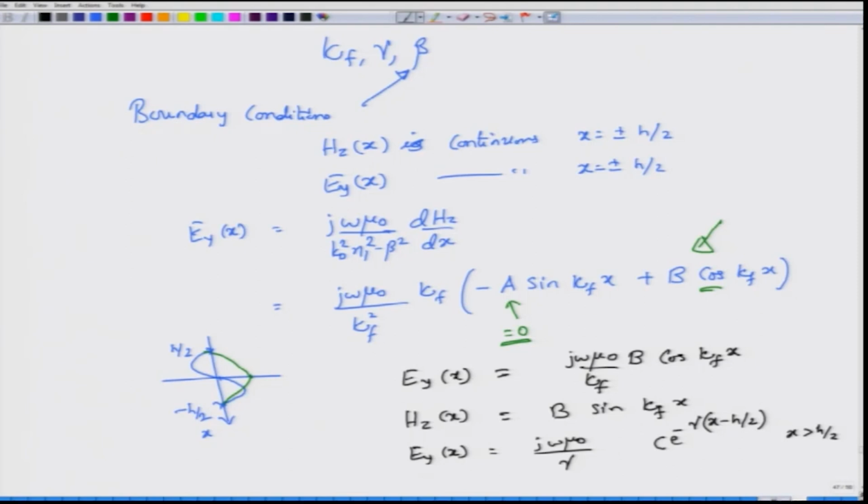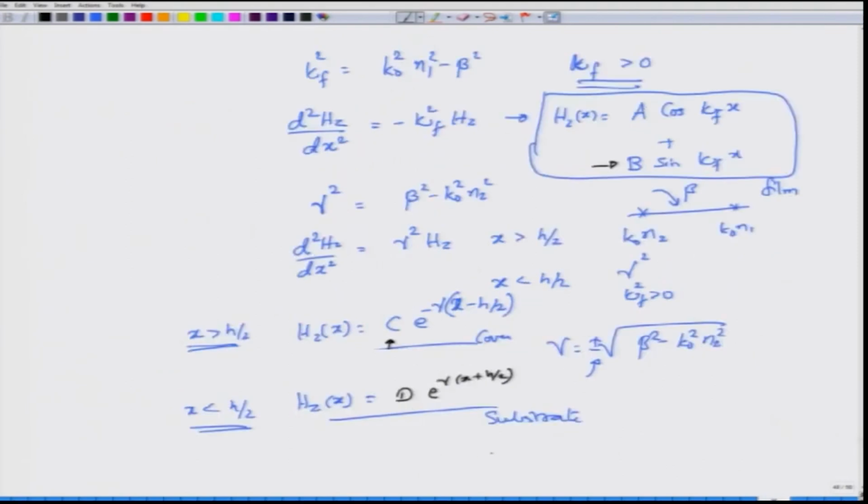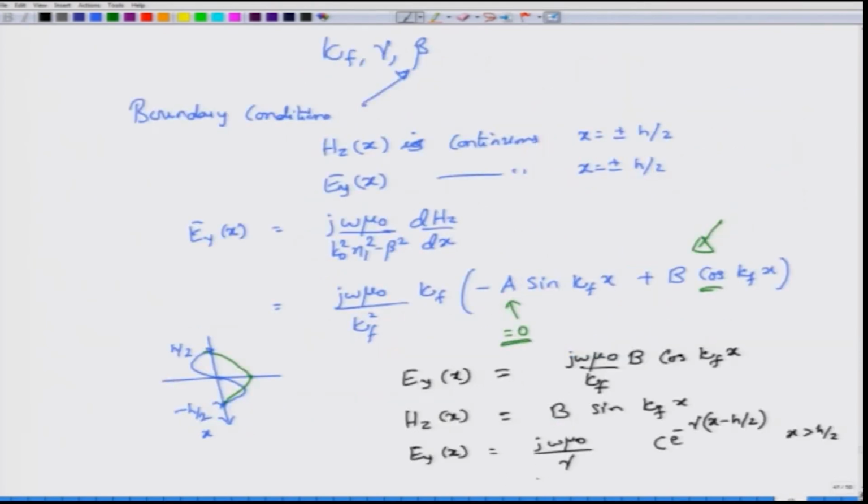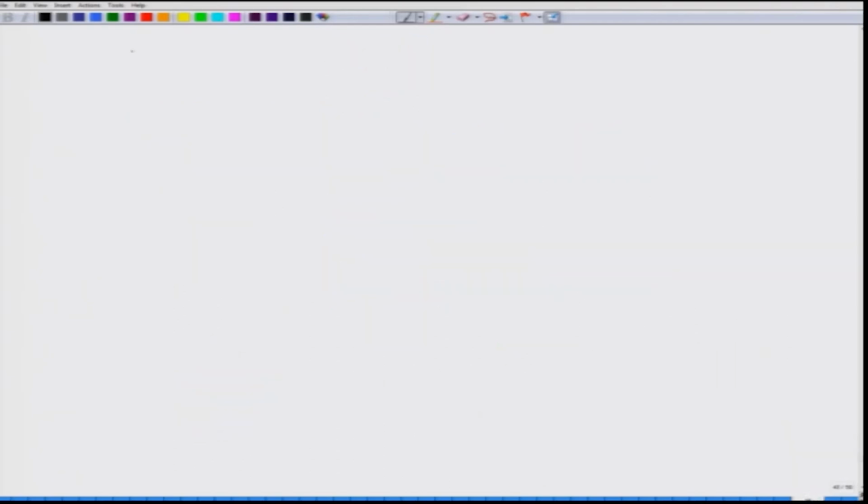Similarly, when x is less than minus h by 2, the solution is in terms of d, and when you differentiate with respect to x, gamma will be pulled out, and there is a minus somewhere. So I will have a minus j omega mu naught by gamma, and the constant will be d e to the power plus gamma, x plus h by 2, when x is less than minus h by 2. So, for the fields in the substrate, this is the equation. Now, apply the boundary condition. Let us write down the boundary condition first in terms of Ey.